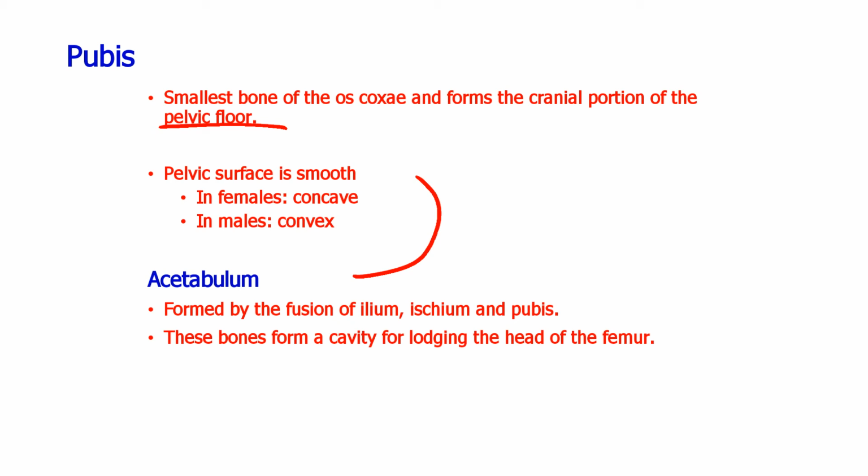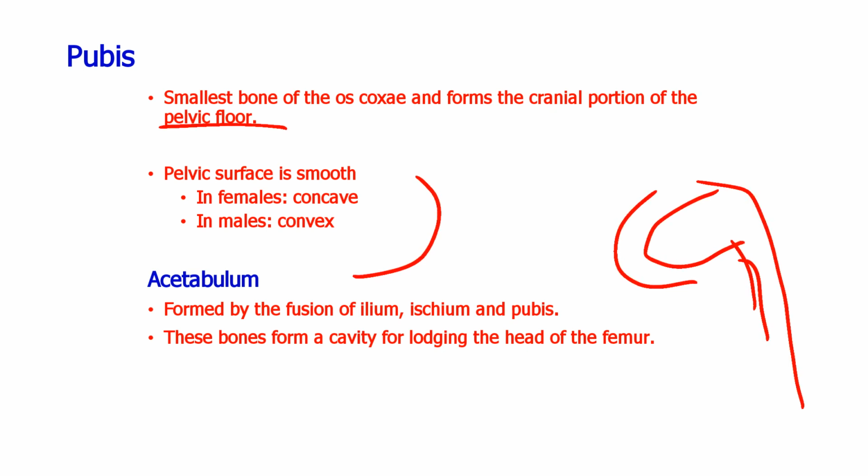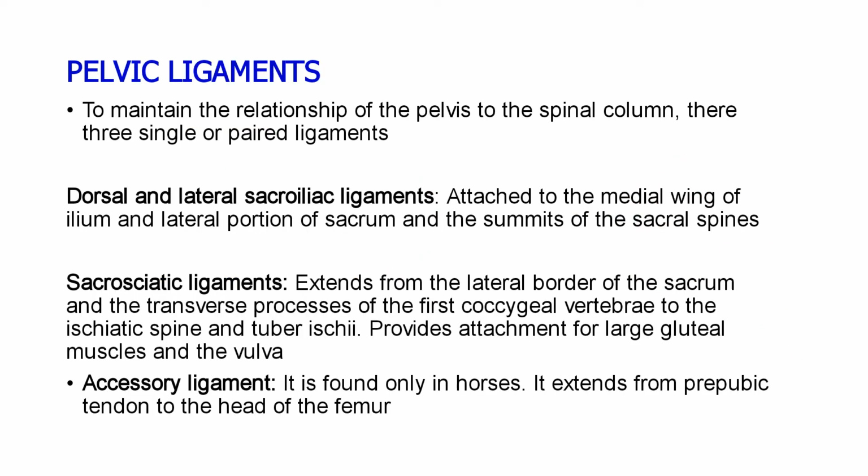Acetabulum. What is acetabulum? Formed by the fusion of ilium, ischium and pubis. It is a cavity where the hip joint is formed. Head of femur resides in it, like this. This is acetabulum. Those bones form a cavity for lodging the head of femur, as I told you.